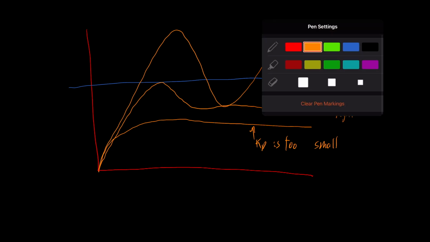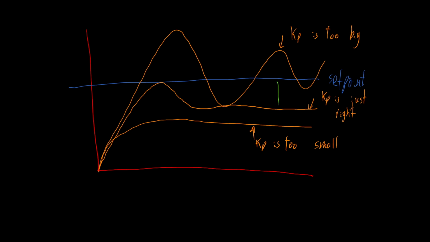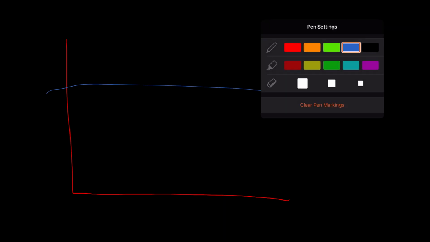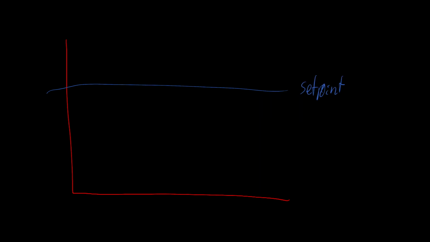Now, if you notice, for Kp just right, there is actually this offset here. So, how do we remove this offset? That brings us on to step 3. Gradually increase Ki until the offset is close to the set point. I'll draw a graph with a blue set point, and in orange, if Ki is too small, it will look like this. You'll still get this similar shape, but you'll gradually get to the set point.